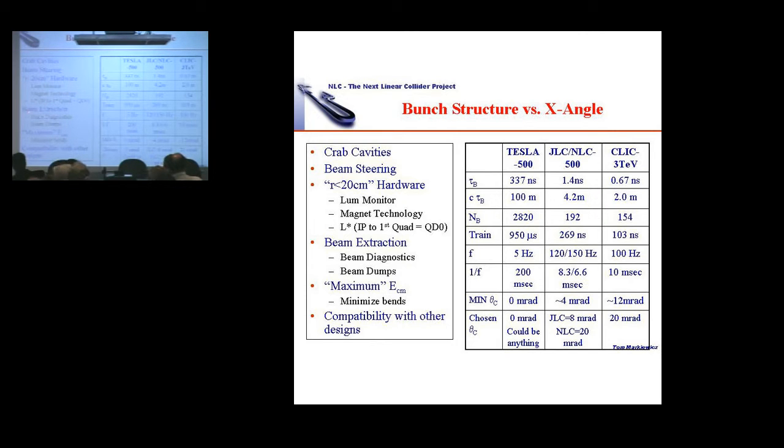It'll tell you something about how you're going to do beam diagnostics and how you're going to lay out your beam dumps. How you put in this angle will also say something about maybe the maximum center of mass energy that a site can ever get to. I'm just saying here that you want to have a design that minimizes bends to limit synchrotron radiation. And if you think there's a path to the future which might involve an eventual move towards machines with higher frequencies and lower bunch spacing, there's some issue about compatibility with future designs.